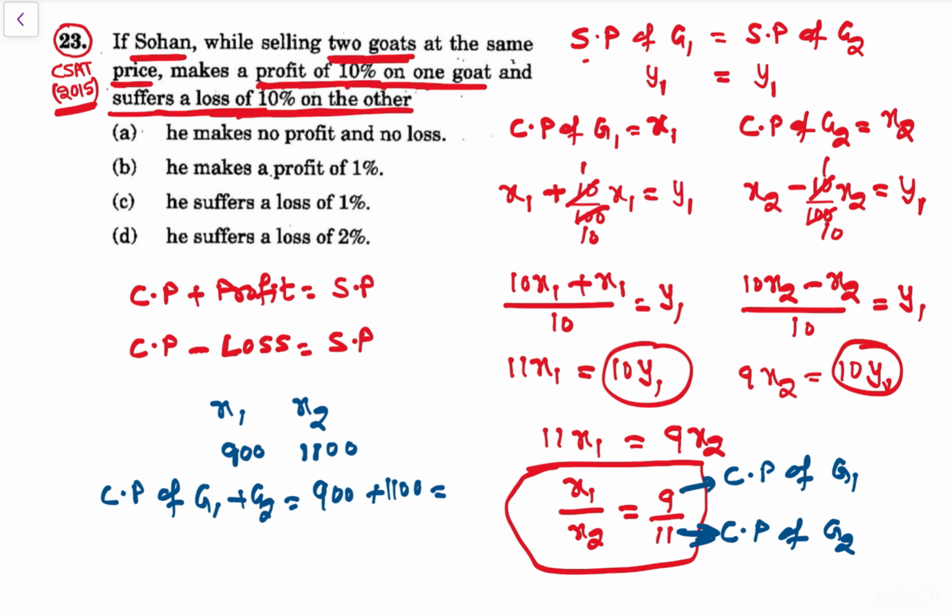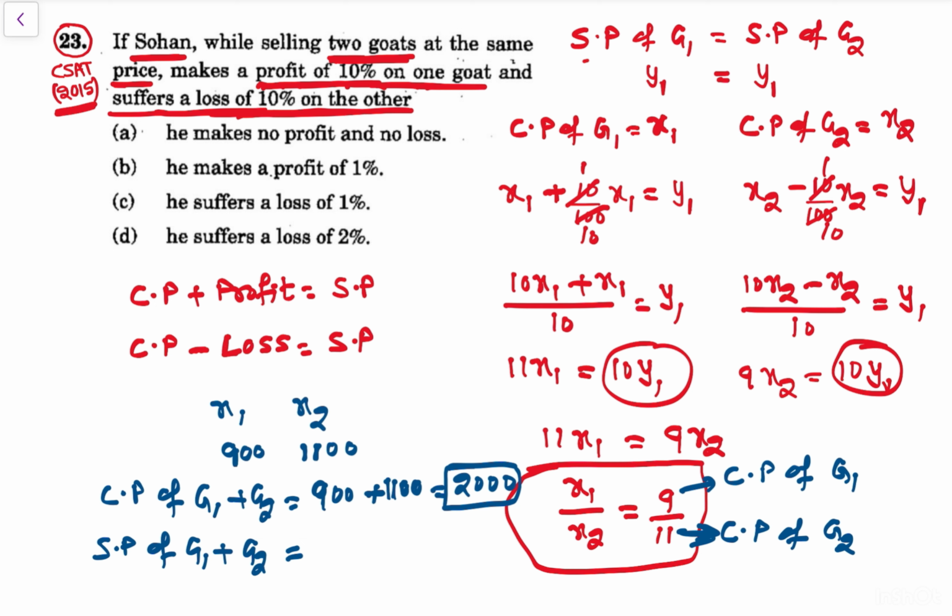दोनों को 100 से मल्टीप्लाई किया, रेशियो 9:11 है तो, राइट? सो दैट इज 2000, ठीक है? दोनों का खरीदने का कॉस्ट है गोट्स को, दैट इज 2000, राइट? दैट इज नाउ सेलिंग प्राइस ऑफ G1 plus G2 is equal to, right? See, cost price is 900 plus 1100, right?